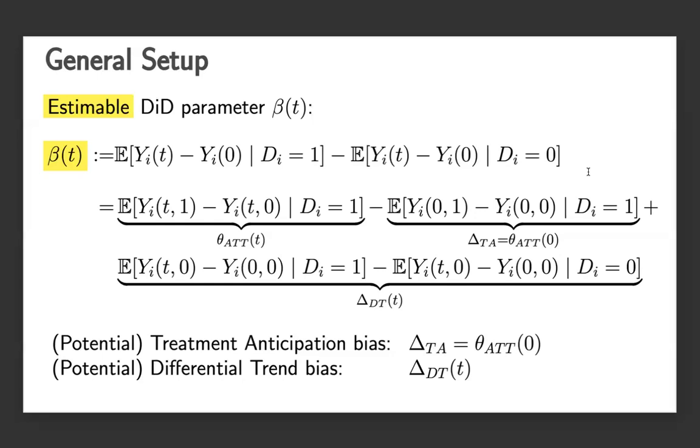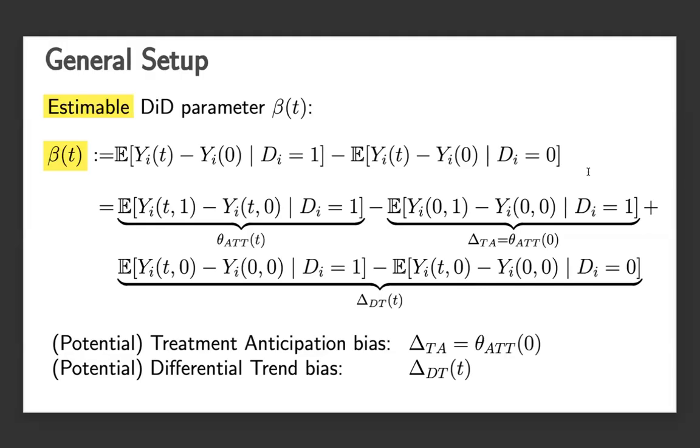So we write out the definition of beta t and find that beta t is equal to theta ATT minus delta TA plus delta DT. Delta TA here represents the bias that the violation of the no treatment anticipation assumption introduces into the relationship between DID and ATT, and delta DT represents the bias that the violation of the parallel trends assumption introduces. So these are the two biases that the violation of model assumptions introduces into the relationship between beta t and theta ATT.